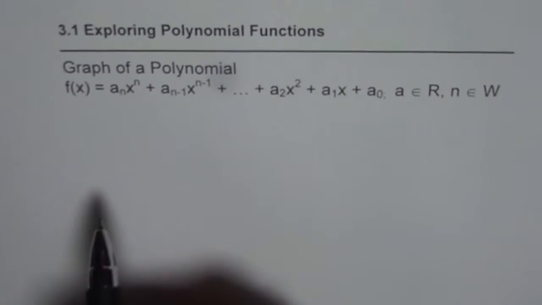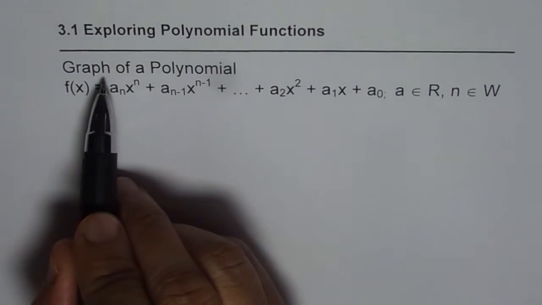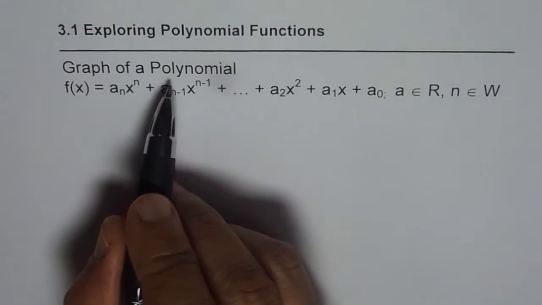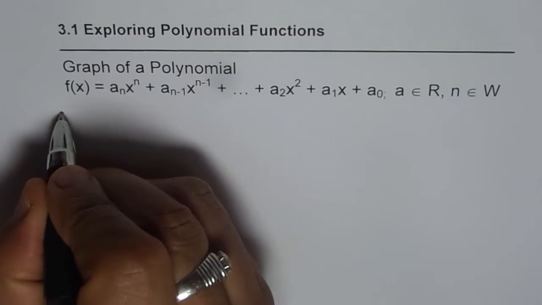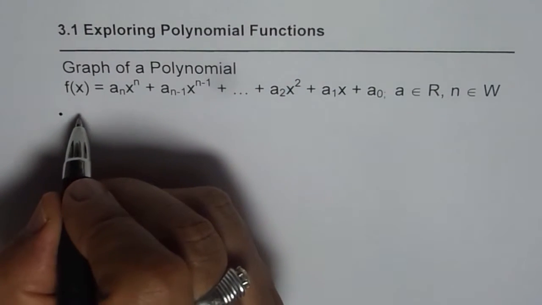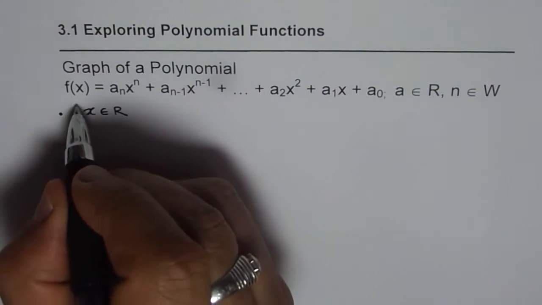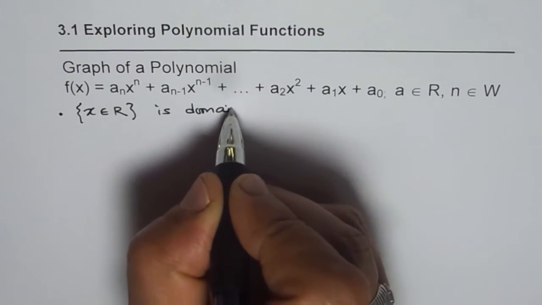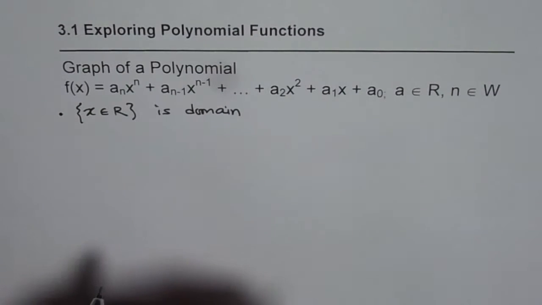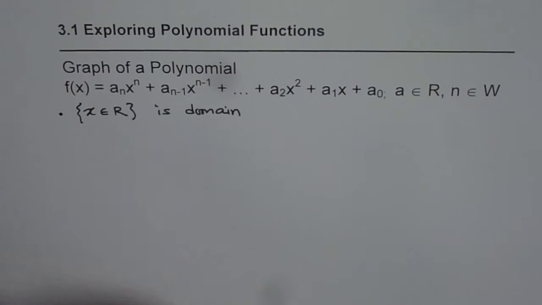Now, the graph of a polynomial will always be a continuous function with no restriction on domain. So there are a few characteristics which are very typical about the graph of a polynomial, and let's write them down first. One is that x belongs to real numbers. That means the domain of a polynomial function is all real numbers. There is no restriction, no vertical asymptotes, no holes, no discontinuities in any form, right? Then smooth curve.